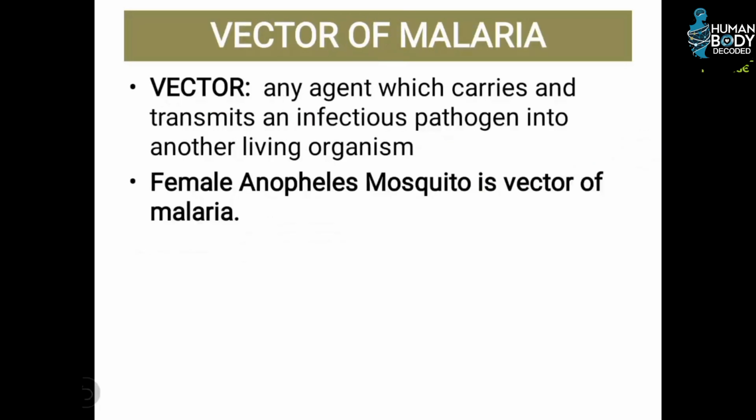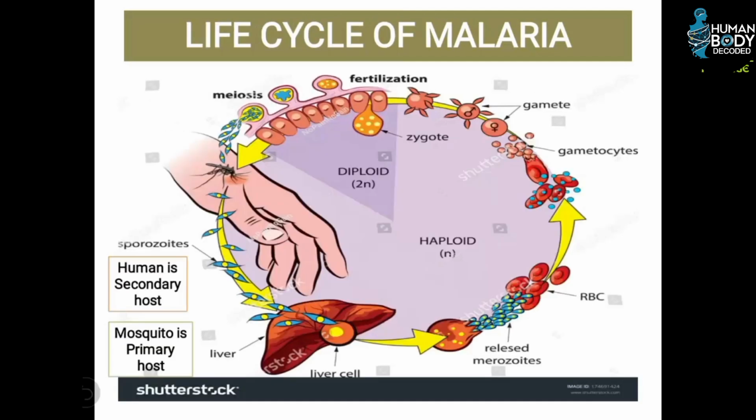What is the vector of malaria? A vector is an organism that carries and transmits a disease. For malaria, the vector is the female Anopheles mosquito. When this mosquito bites, it injects plasmodium into the human bloodstream via its saliva, starting the infection.